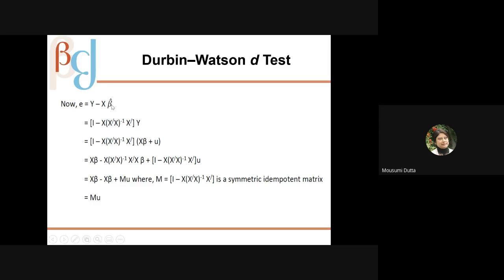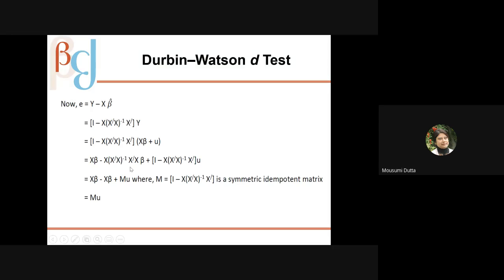If I put the value of beta hat, it is (x prime x) inverse x prime y. So what I am doing, I am taking y common and writing this equation as 1 minus x (x prime x) inverse x prime, y common. Beta hat is (x prime x) inverse x prime y. I have taken y common.